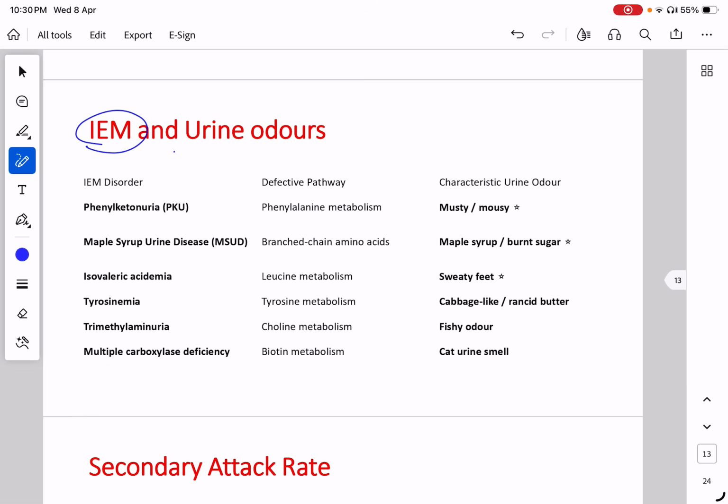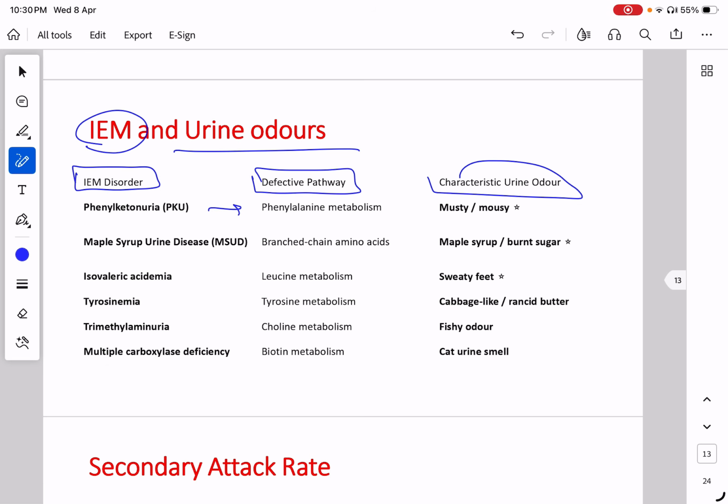Now, inborn errors of metabolism with their specific urine odors. So, urine odors are very important. Phenylketonuria, defective phenylalanine metabolism, and we find a musty or mousy odor. Maple syrup urine disease, as we have seen in our previous lectures, branched chain amino acid deficiency, and maple syrup or burnt sugar smell. Isovaleric acidemia, leucine metabolism defect, sweaty feet smell.